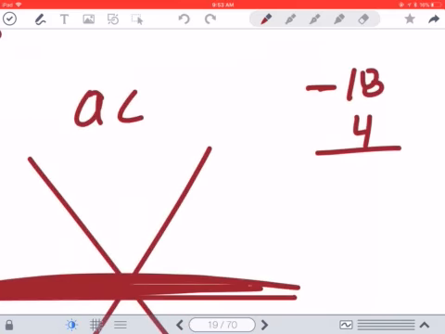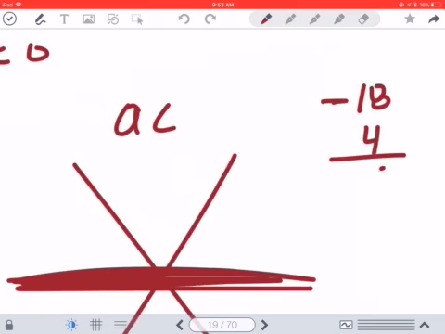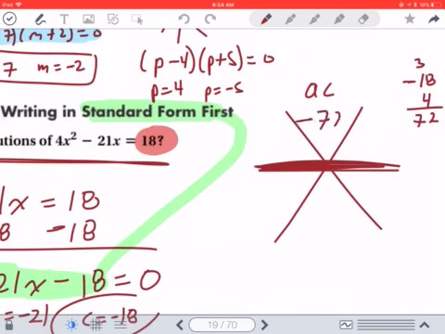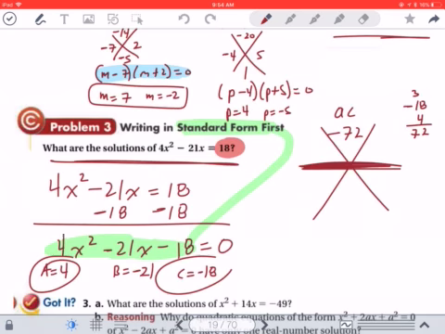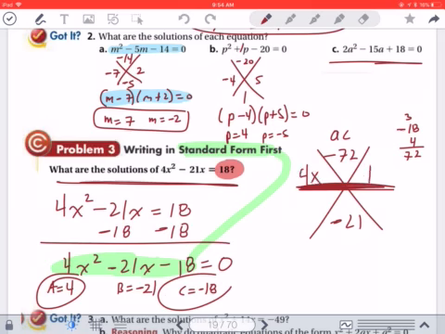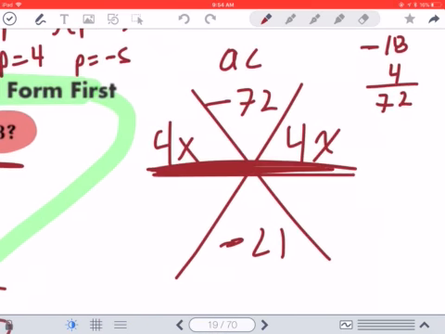4 times negative 18, you can do it over here if you need to. 4 times 8 is 32. Yeah, 72. 4 times 1 is 4 plus 3, 7, 72. So negative 72 would go up top. Because I'm multiplying A times C, it's going to be a negative number, so negative 72. And then my middle term is going to be negative 21. And up here I have 4x, and I have to see what multiplies to 72, but is going to give me 21.